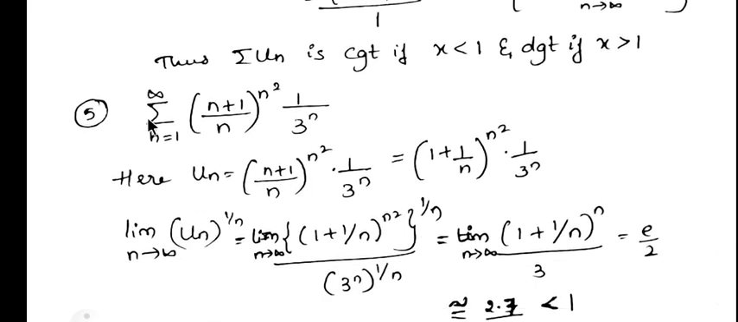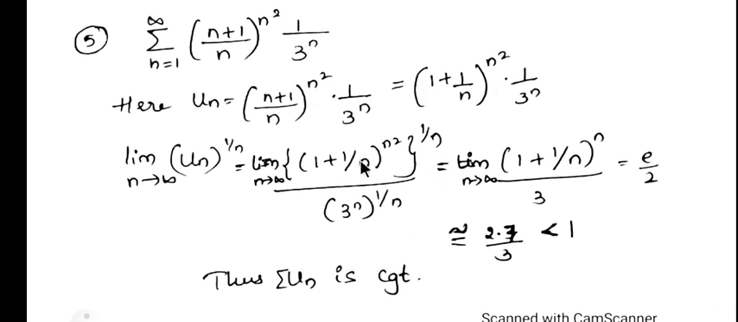The last example, that is summation n is equal to 1 to infinity of ((n plus 1) divided by n) to the power n square into 1 by 3 to the power n. Now this is your un and apply the limit, that is limit n tends to infinity of un to the power 1 by n.